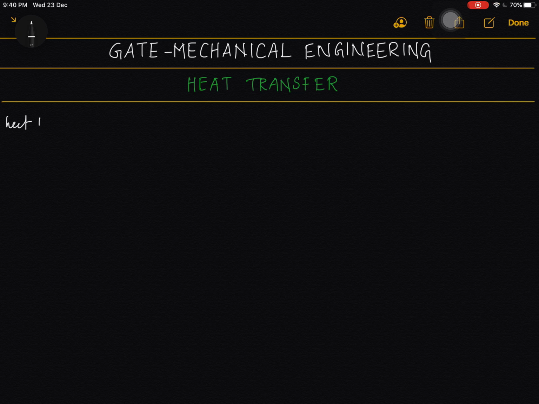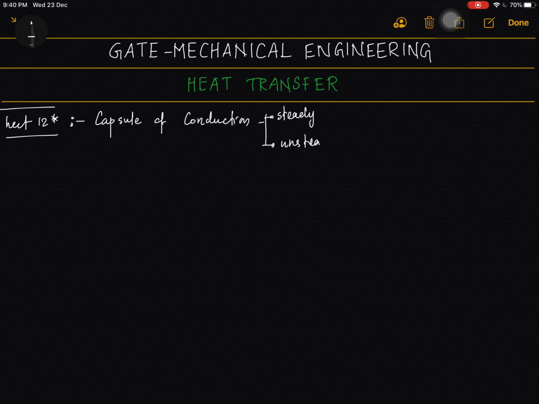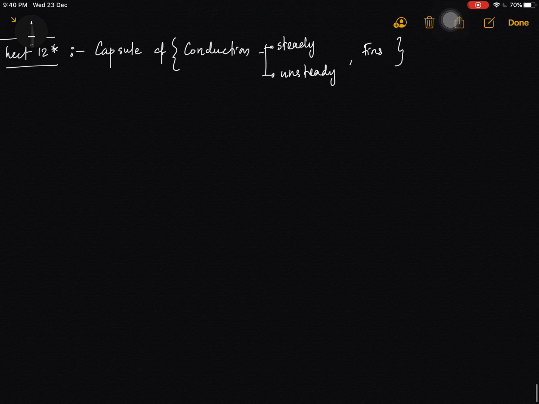Hi friends, this is the 12th lecture in the lecture series for the preparation of GATE in Mechanical Engineering, and this is a star lecture in which we will be providing you the capsule of entire concepts of conduction, that is both the steady and unsteady heat conduction. Along with that, we will be providing you the capsule of fins. Okay, so let's move on.